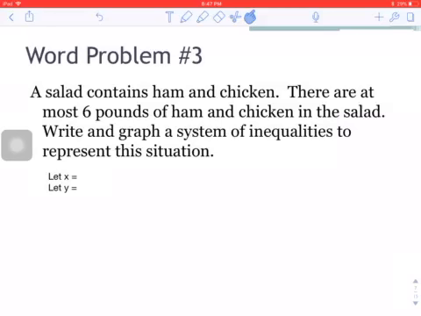All right, we're back and we're into word problem number 3 now. So let's go ahead and get started. A salad contains ham and chicken. There are at most 6 pounds of ham and chicken in the salad. Write and graph a system of inequalities to represent the situation.